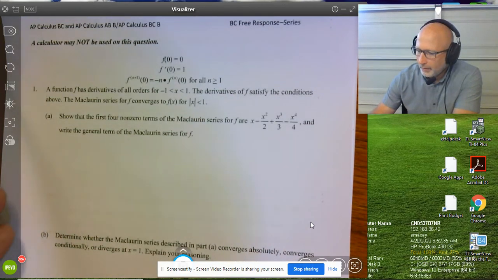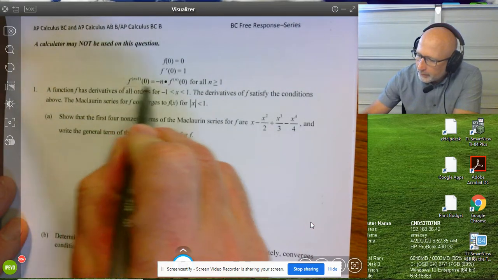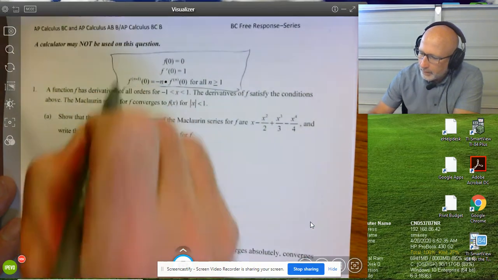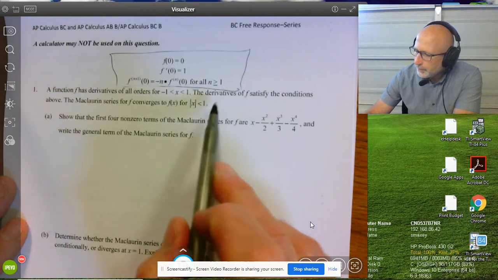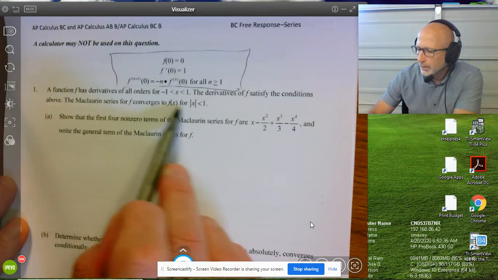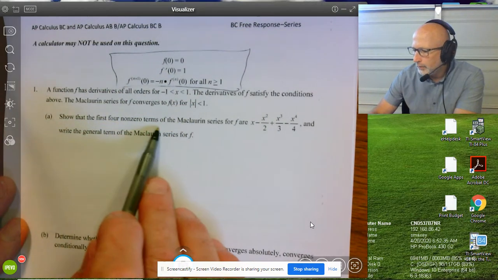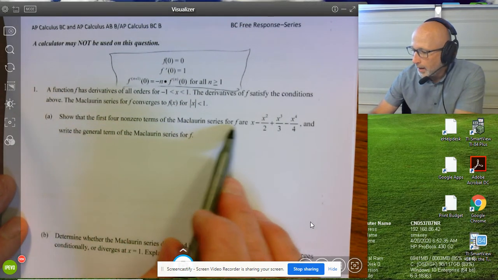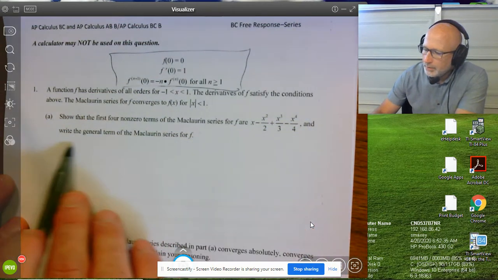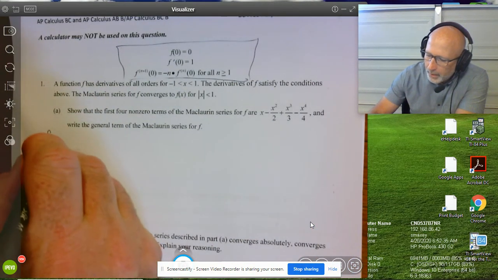Okay, so function f has derivatives of all orders, and it's given by this. Here's the system that it's given us. The derivative of f satisfies the conditions above. The Maclaurin series of f converges for absolute value of x less than 1. Show that the first four non-zero terms of f are this, and write down the general term of the Maclaurin series for f. Okay, so Maclaurin, we have f of x.